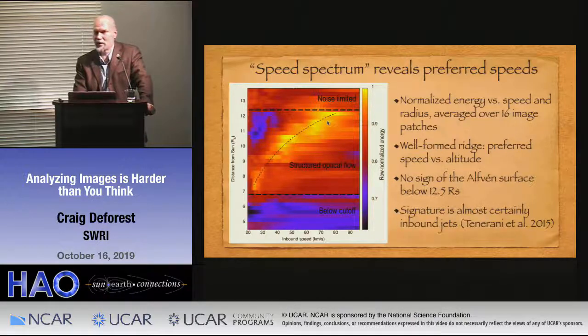But in a classic example of Deforest analyzing his images the wrong way and not taking his own advice, we assumed these were waves. And it was only a year later that Tenerani pointed out, no, in fact, this curves the wrong way. What you're looking at is an ensemble of inbound jets. There's reconnection in the outer corona. Return jets are coming in and hitting material and slowing down. And they're preferred just because that's where the reconnection is happening. And that's a much more plausible explanation. We had a hard time explaining why the inbound wave speed would be increasing with height.